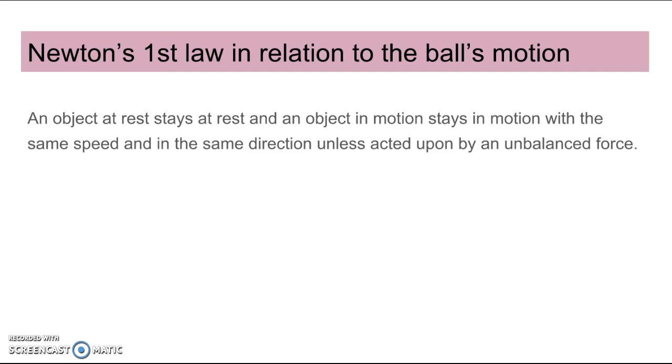Newton's first law relates to the ball in motion because the ball was originally at rest until it was acted upon by an unbalanced force of gravity, which was when I let go of the ball. Then the ball came to a rest again because of the unbalanced force of friction between the ball and the wood.